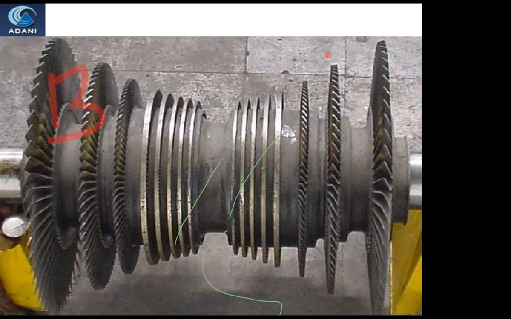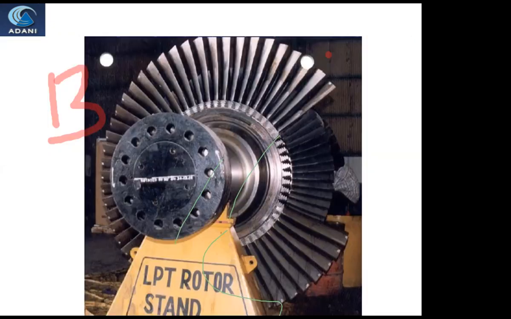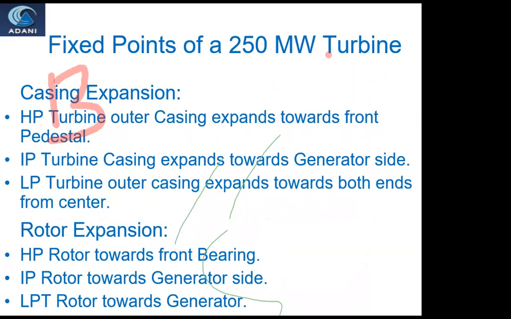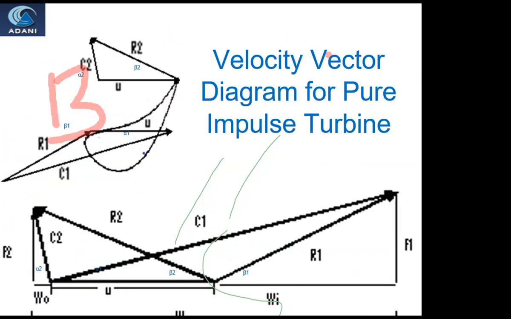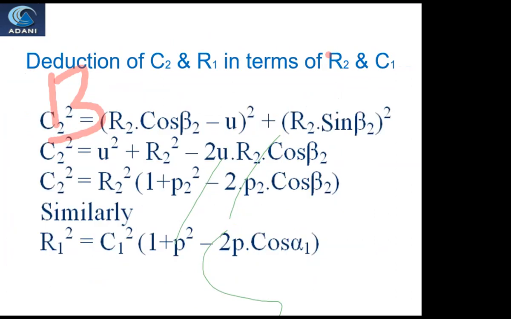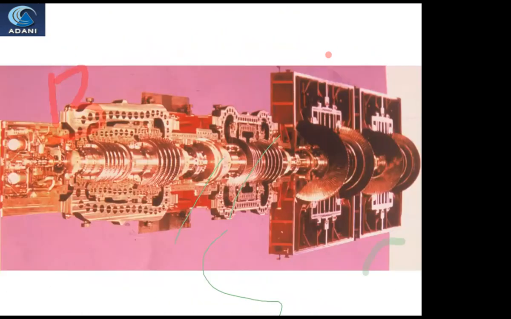How the turbine blades are arranged over here, you can see. This is the general arrangement of the turbines: two LP turbines, IP turbine, and HP turbine.